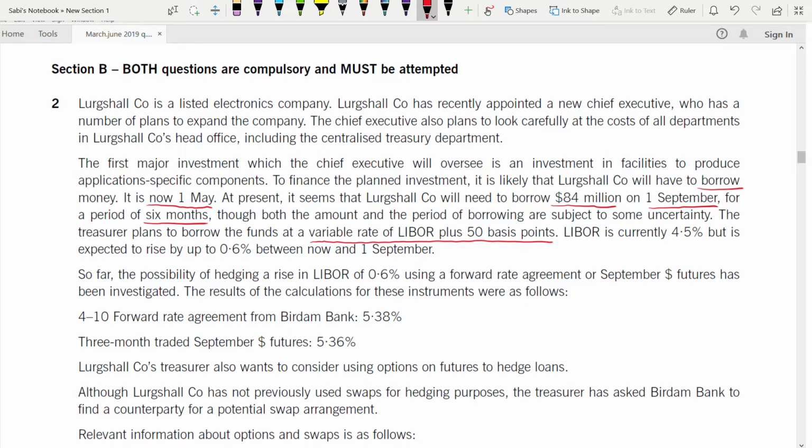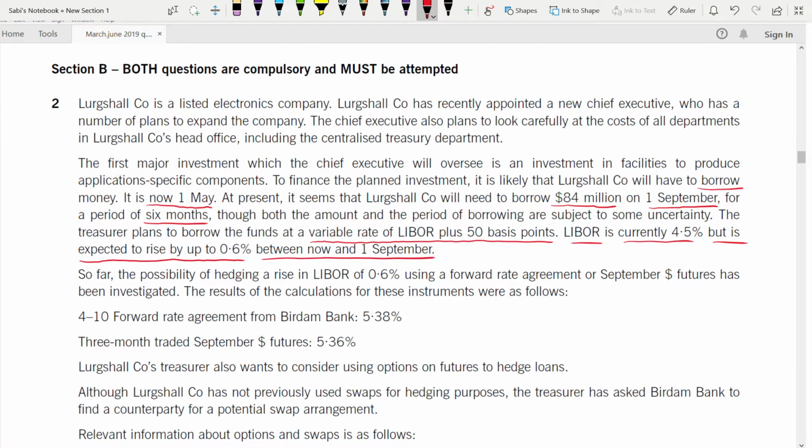LIBOR is currently 4.5%, but it is expected to rise by up to 0.6% between now and 1st of September. Okay. So now is what? 1st of May. From 1st of May to September. LIBOR is currently this. It is expected to rise up by this one between now and 1st of September.